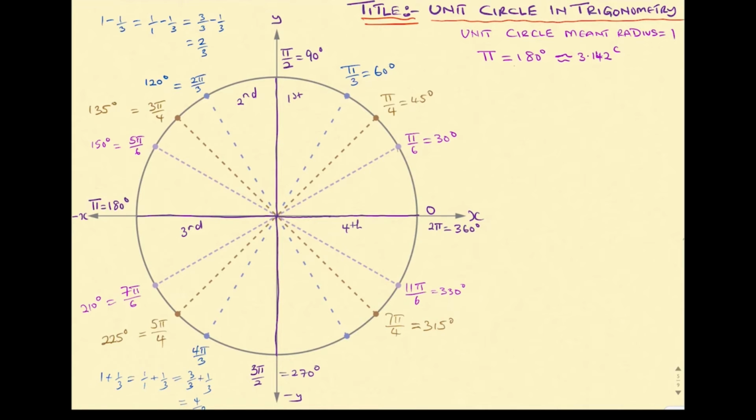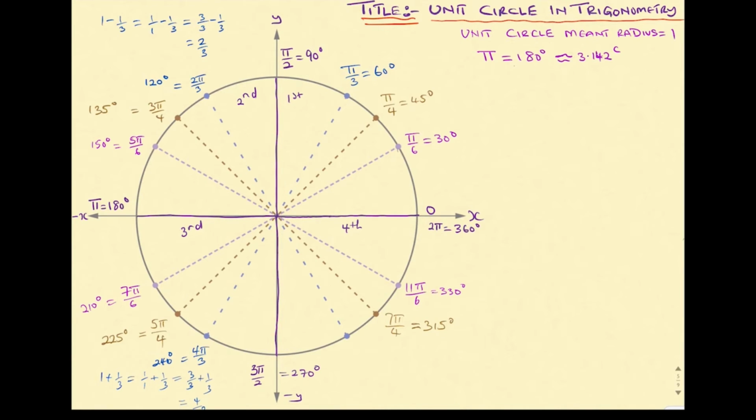And what is 4 pi over 3? So that would be 4 times 180, that would be equal to 720 divided by 3. That's 240. So that equals 240 degrees.